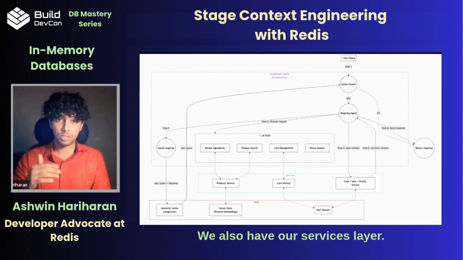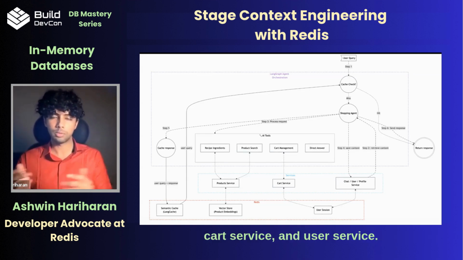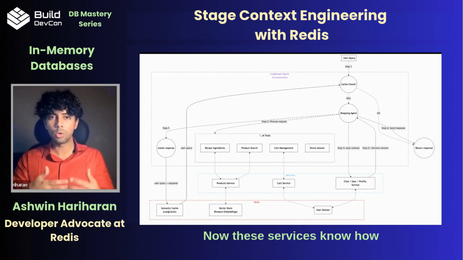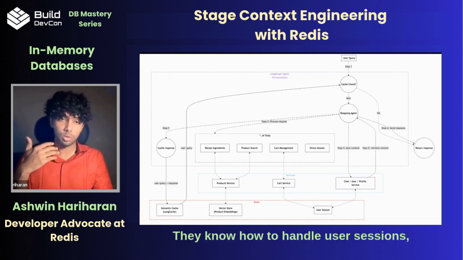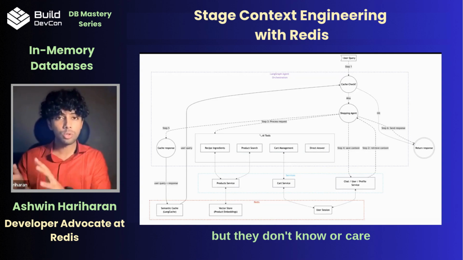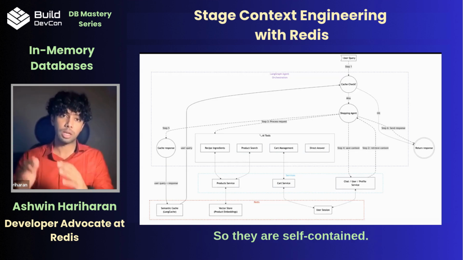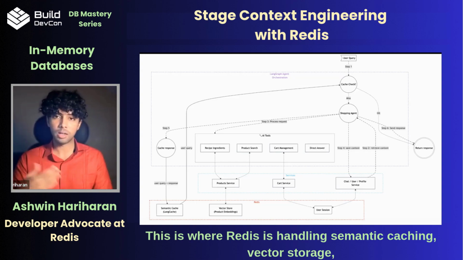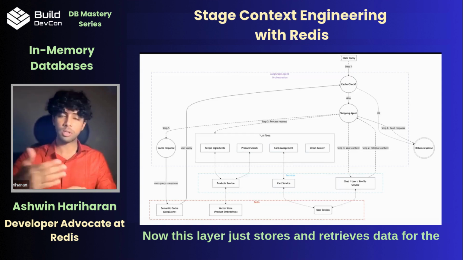We also have our services layer. So I have three different services: product service, cart service, and user service. Now this is pure business logic. These services know how to search for products or add products to your cart, they know how to handle user sessions, but they don't know or care that they're being called by an AI agent. Okay, so they are self-contained. And at the bottom, we have our data layer. This is where Redis is handling semantic caching, vector storage, and user sessions. This layer just stores and retrieves data for the agent effectively.